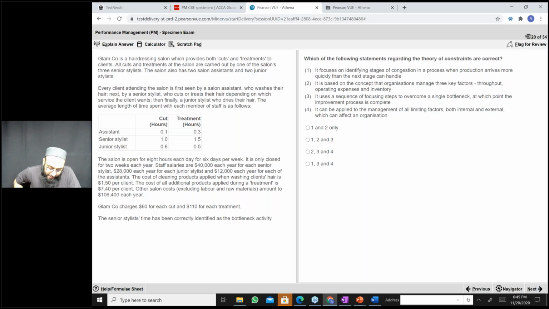First, it focuses on identifying stages of congestion. You know, congestion in a process when production arrives more quickly. Now, this will make very much sense. 48,000 people's hairs have been washed. Production is coming more quickly than the next stage can handle, which means 48,000 people's hairs are washed, but the senior stylist can only do treatments of 6,400.